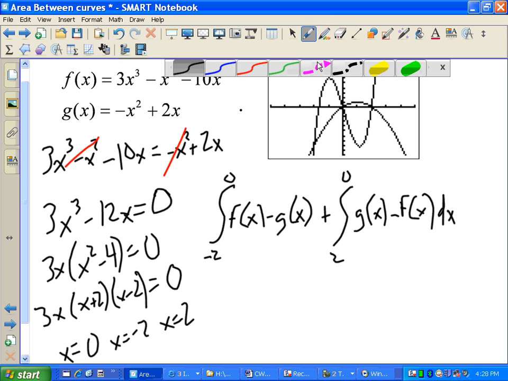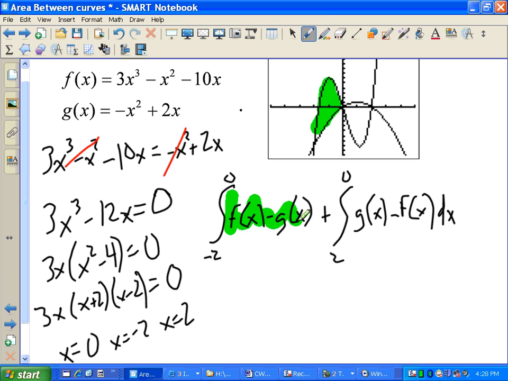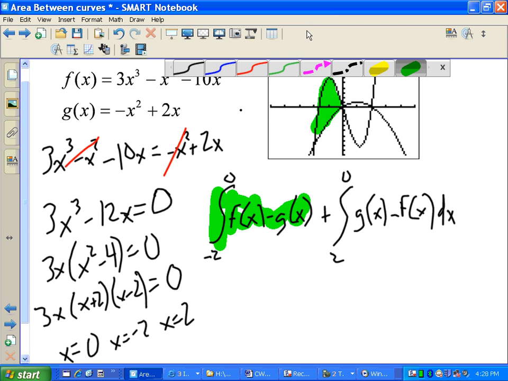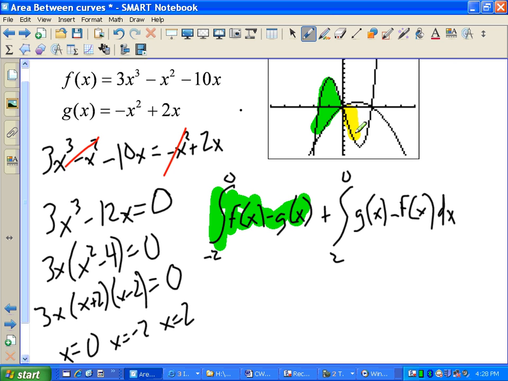Oops, I don't want the fancy pens. I was just looking for a little green highlighter. So the green region is what we're going to get from this integral. The yellow region is what we're going to get from this integral.